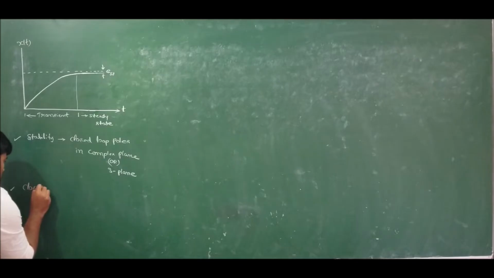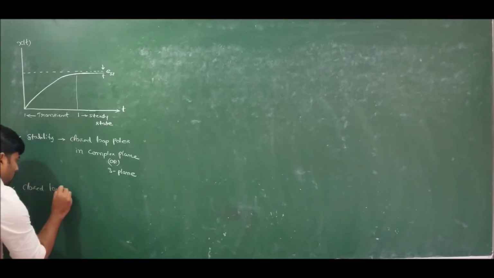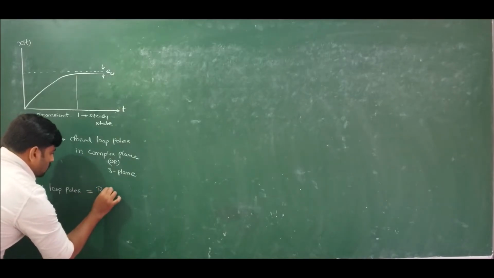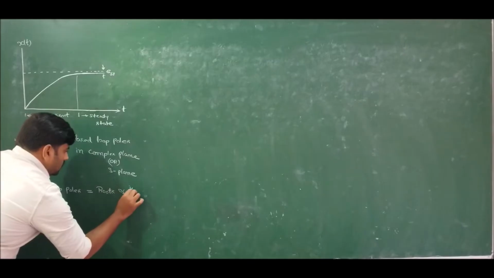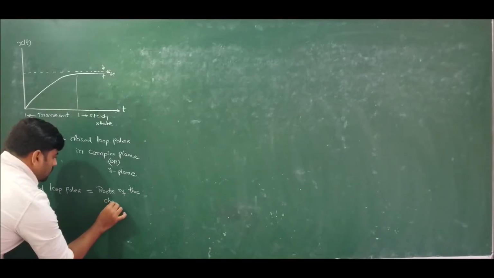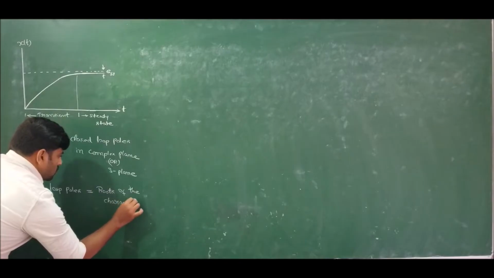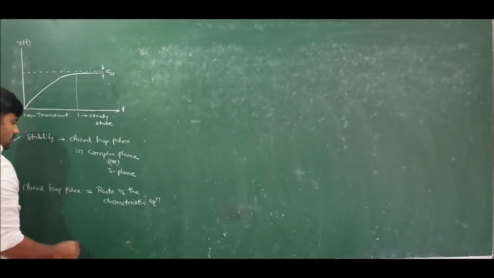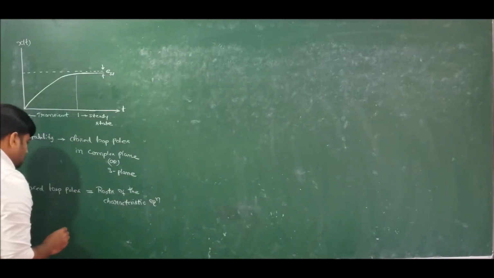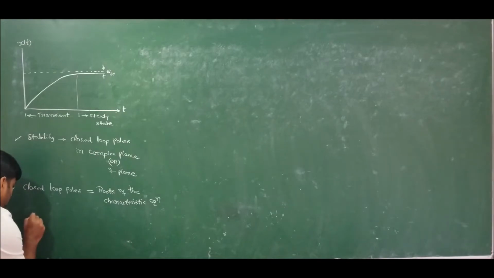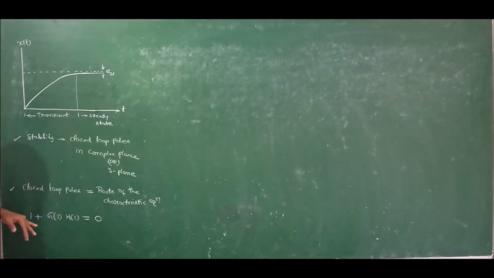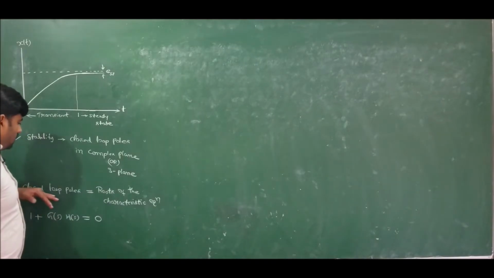The closed loop poles are nothing but roots of the characteristic equation, that is, the characteristic equation is given by 1 plus G(s) H(s) equals 0. The roots of this characteristic equation are nothing but closed loop poles.